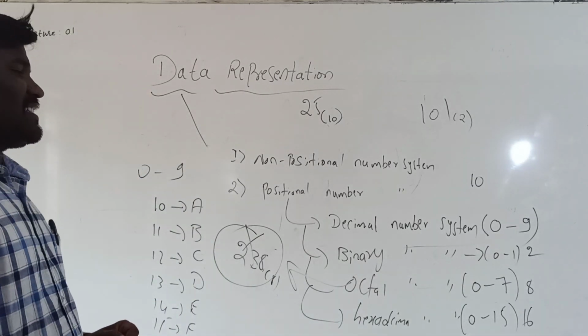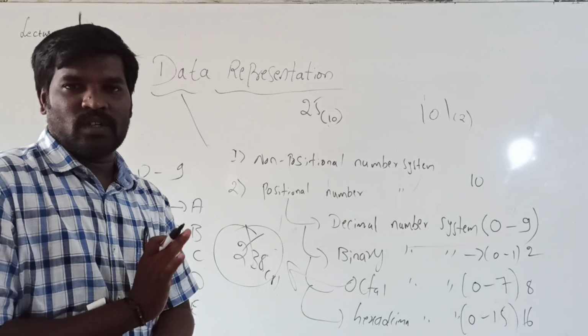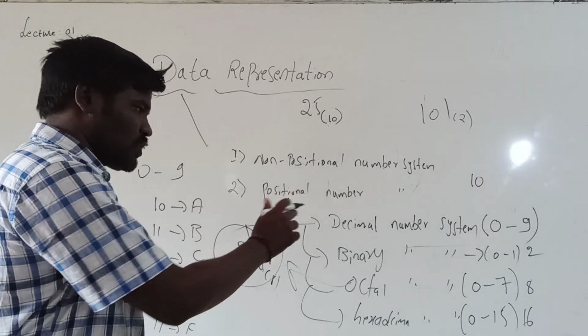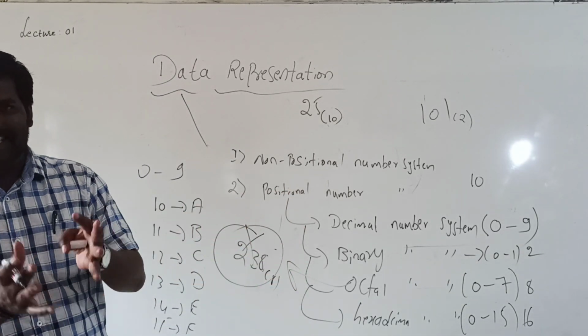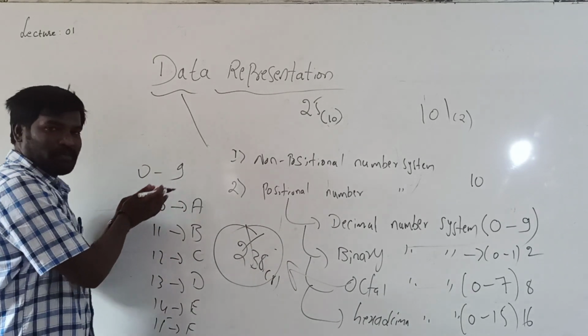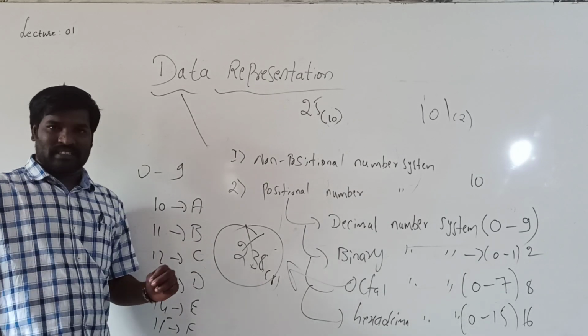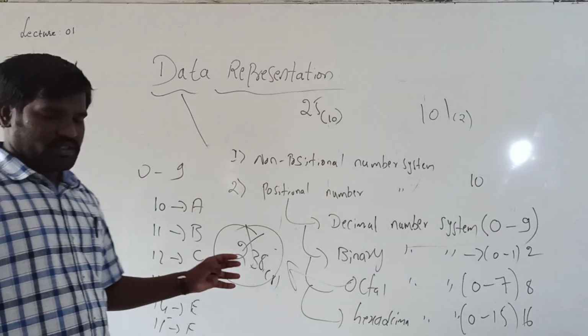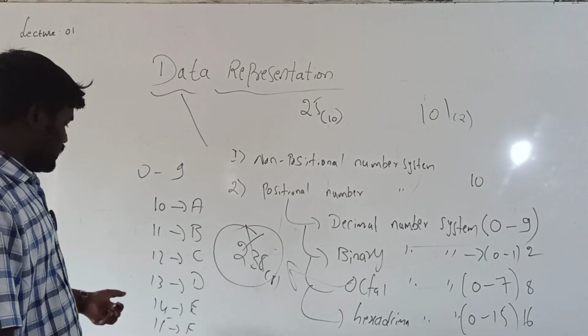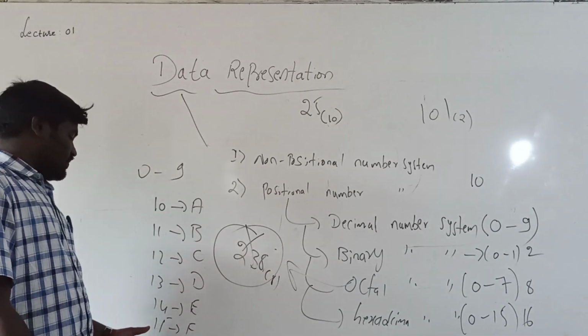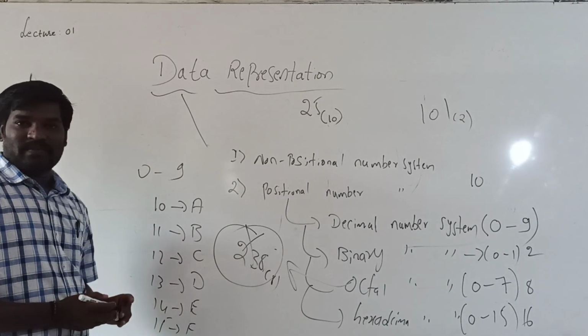Okay, so next is hexadecimal. Hexadecimal consists of 16 digits, that is 0 to 15: 0 to 9 as it is, and 10 can be represented as A, 11 as B, 12 as C, 13 as D, 14 as E, 15 as F.